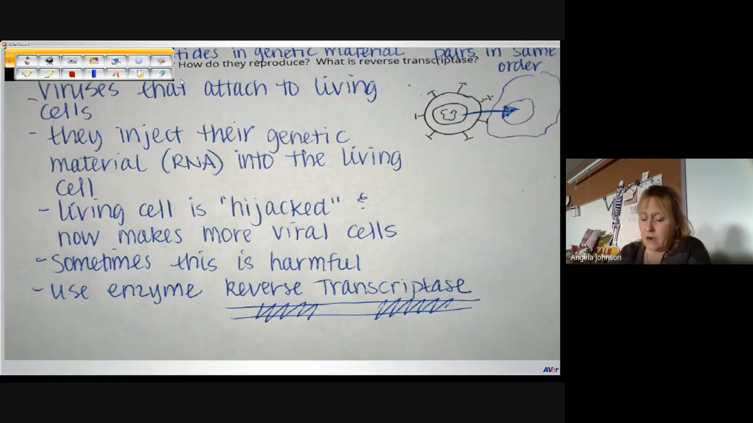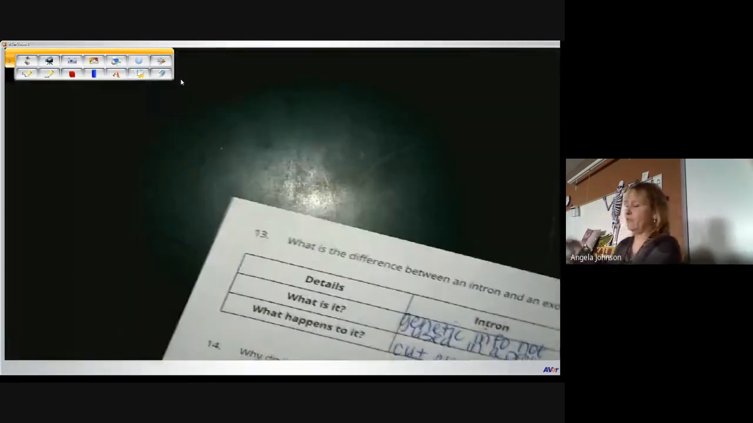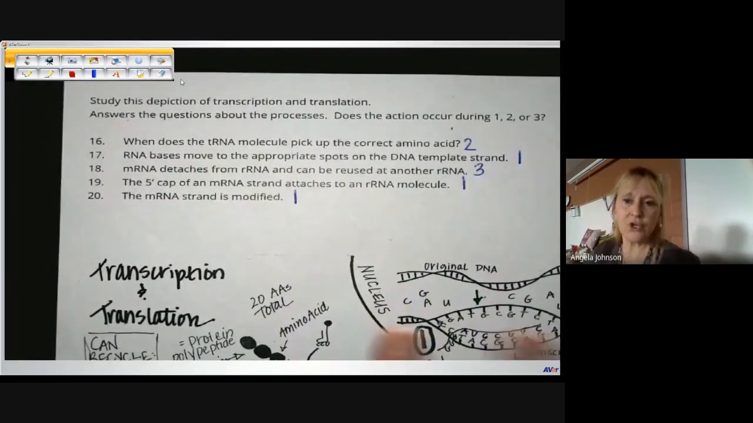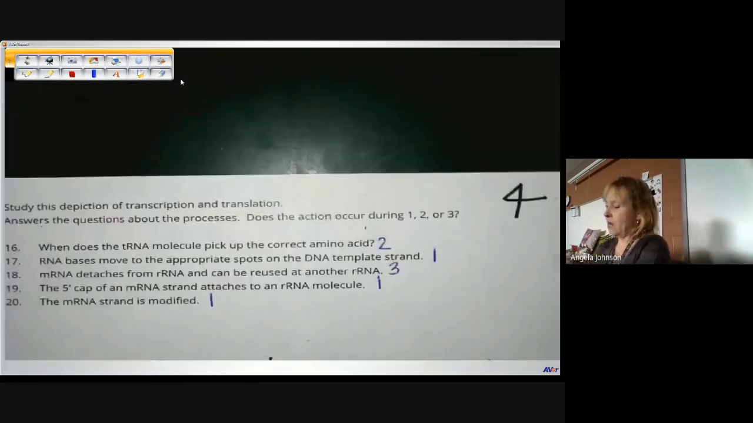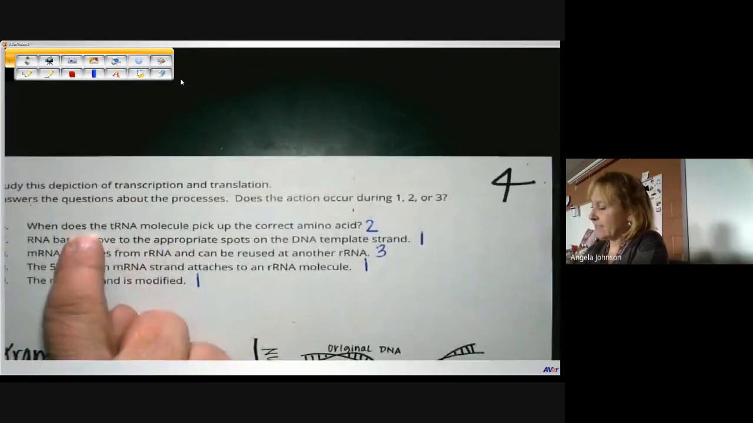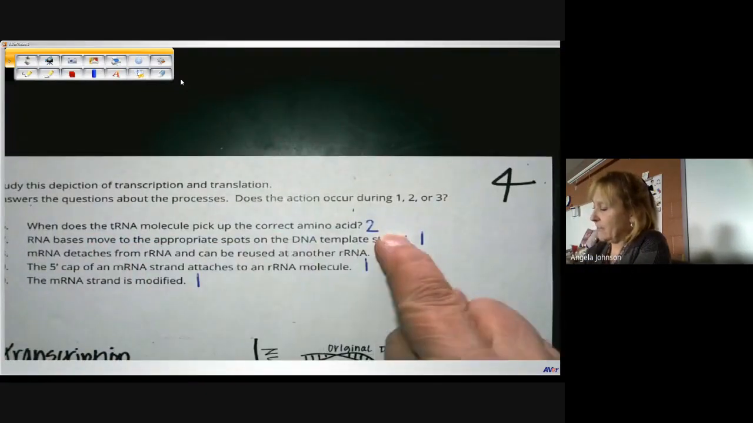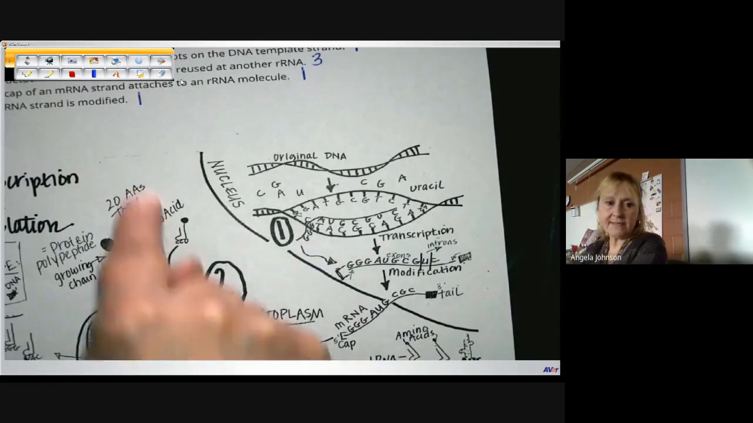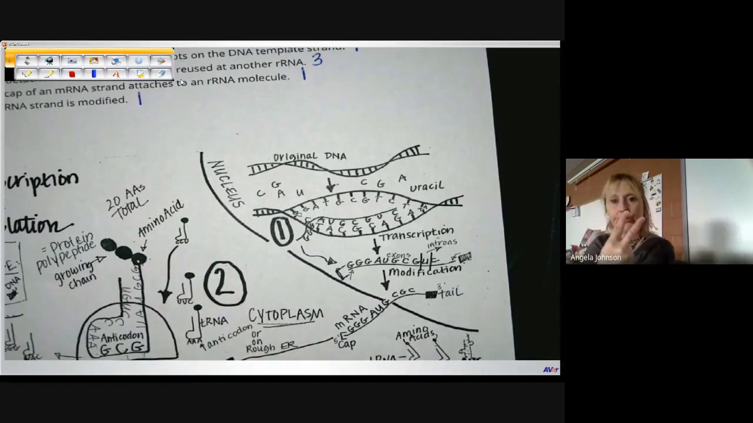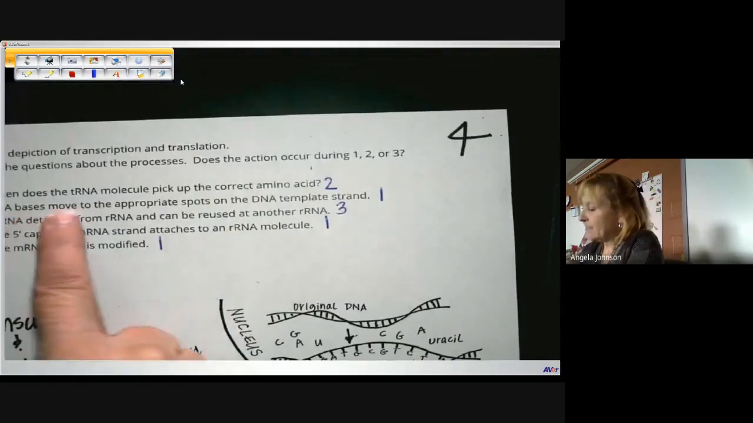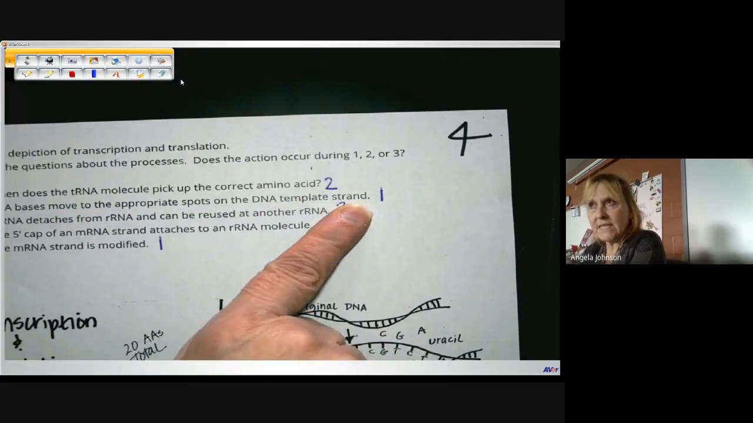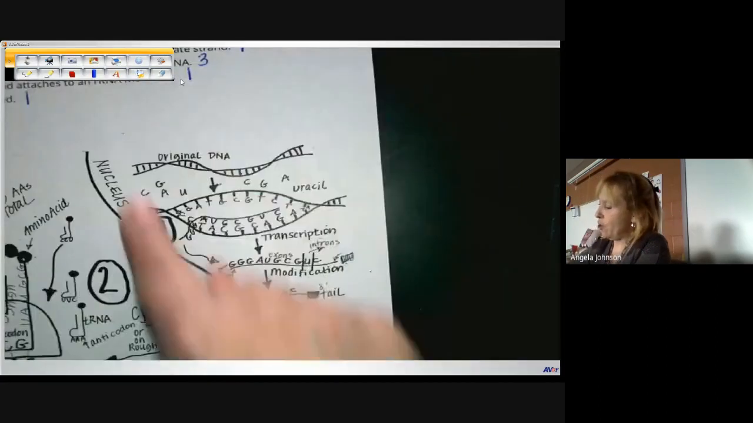All right. One more thing. Page 4. I'm showing you this picture. This is the exact picture on your quiz. So these are some questions. When does the tRNA molecule pick up the correct amino acid? 1, 2, or 3? It happens in this middle part. I'm going to say 2. RNA bases move to the appropriate spots on the DNA template strand. When do I see that DNA strand? Over here. 1.